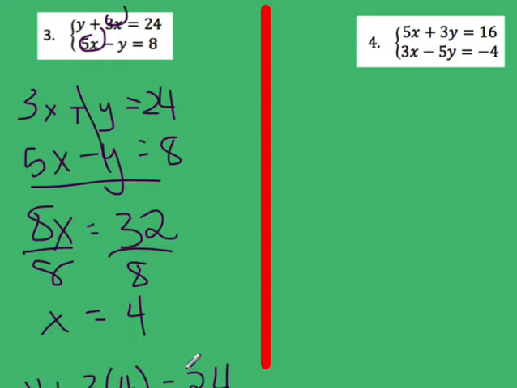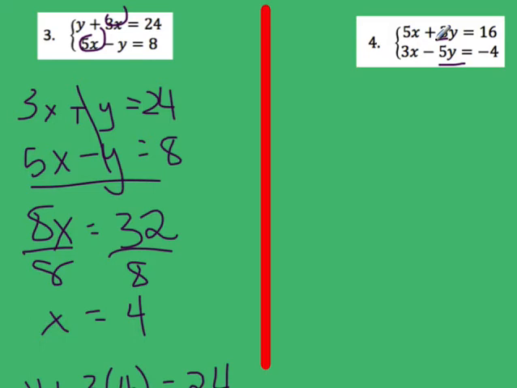So for number 4, I see that it's already in standard form and that my y's have opposite signs. So I'm going to choose to use elimination. Again, substitution will work, but you might have to deal with some fractions. So that's why I prefer elimination. So I want to get my y's to have the same number.